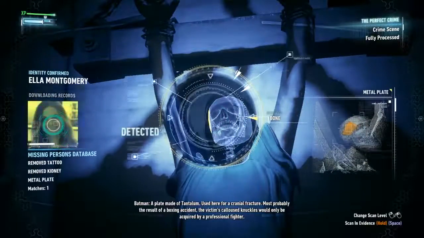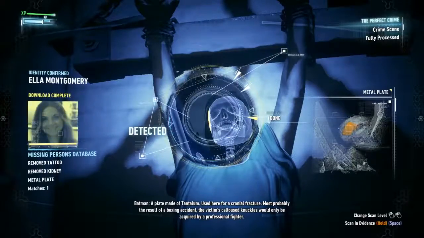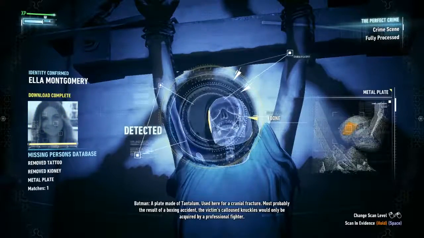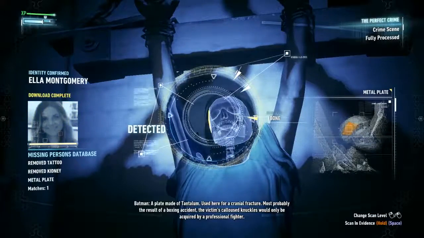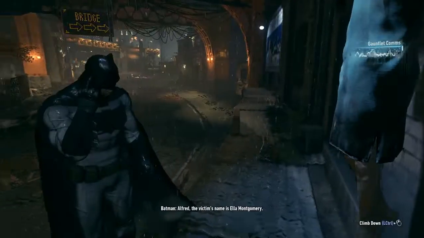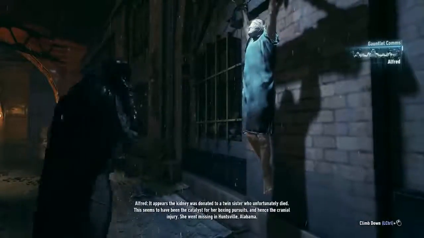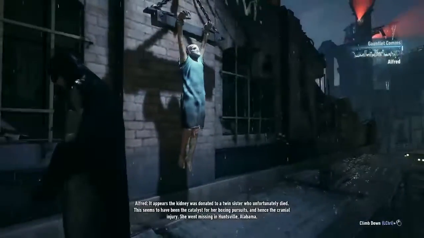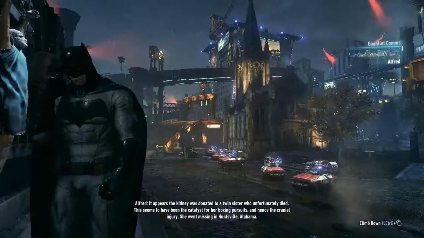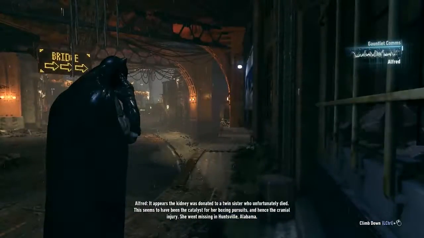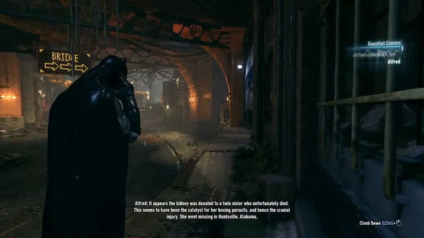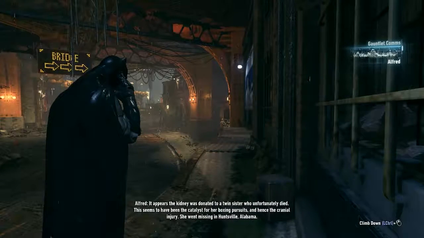A plate made of tantalum, used here for a cranial fracture, most probably the result of a boxing accident. The victim's callous knuckles would only be acquired by a professional fighter. Alfred, the victim's name is Ella Montgomery. It appears the kidney was donated to a twin sister who unfortunately died. This seems to have been the catalyst for her boxing pursuits, and hence the cranial injury. She went missing in Huntsville, Alabama.